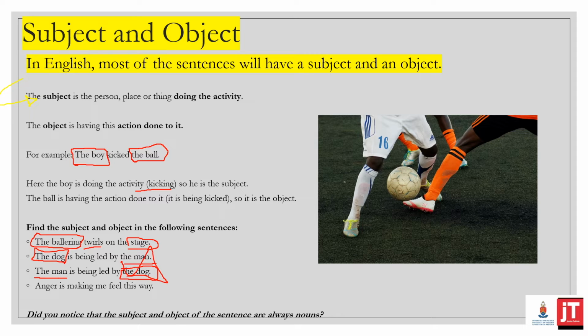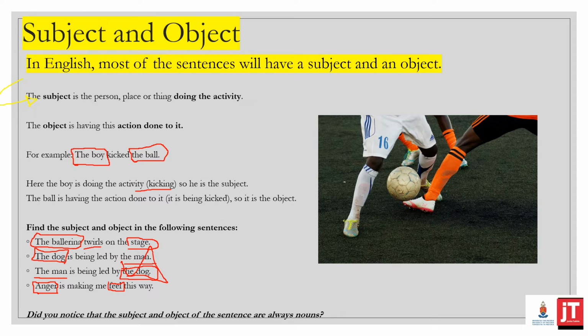Okay, what's the verb? What's the activity being done? Feeling. Feel. Okay, making me feel. So then what are the nouns in this sentence? Well, we could say anger, couldn't we? Because anger is the subject in the sentence. If you think about it, anger is the thing that is doing this activity. Anger is making me feel this way. It's almost personified in this sentence, this abstract noun. So anger is the subject here.